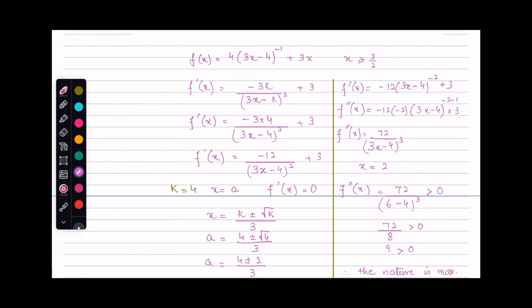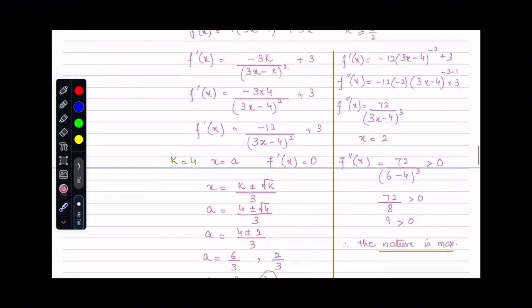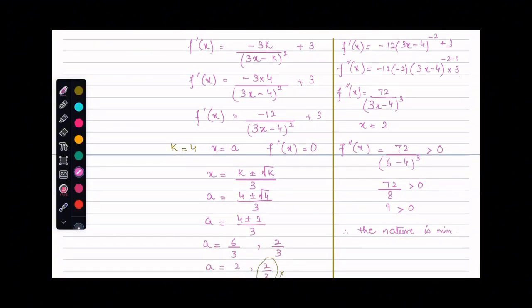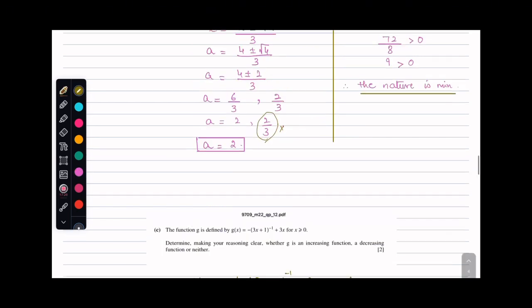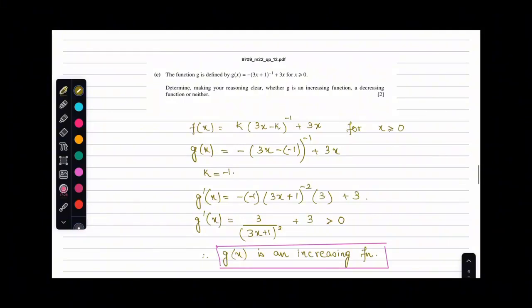Even from here, I could see that the second derivative, with the substitution of x as 2, is becoming a positive value. That means it has to have a nature which is going to be a minimum here. So therefore, as 9 comes out to be greater than 0, the nature here shall be a minimum.